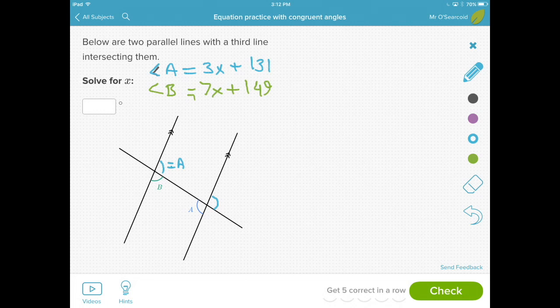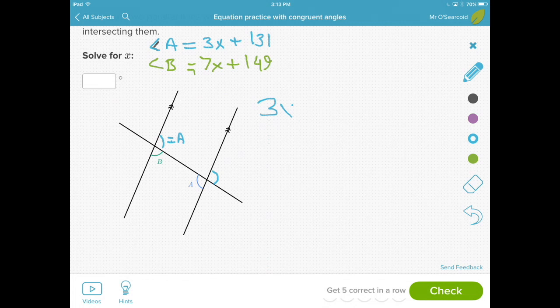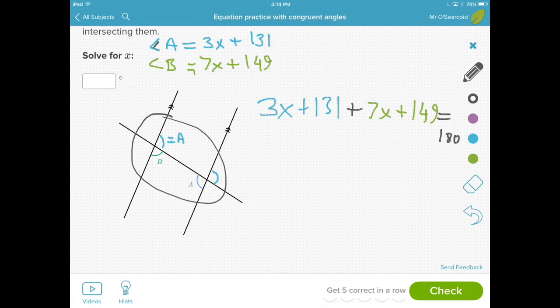So let's start by setting up our equation. We have 3x plus 131 plus 7x plus 149 equals 180. Just with the information presented to us by the figure and the values we've been given, we have our equation. We'll combine like terms first. 3x plus 7x is 10x, and 131 plus 149 is 280. So 10x plus 280 is equal to 180.